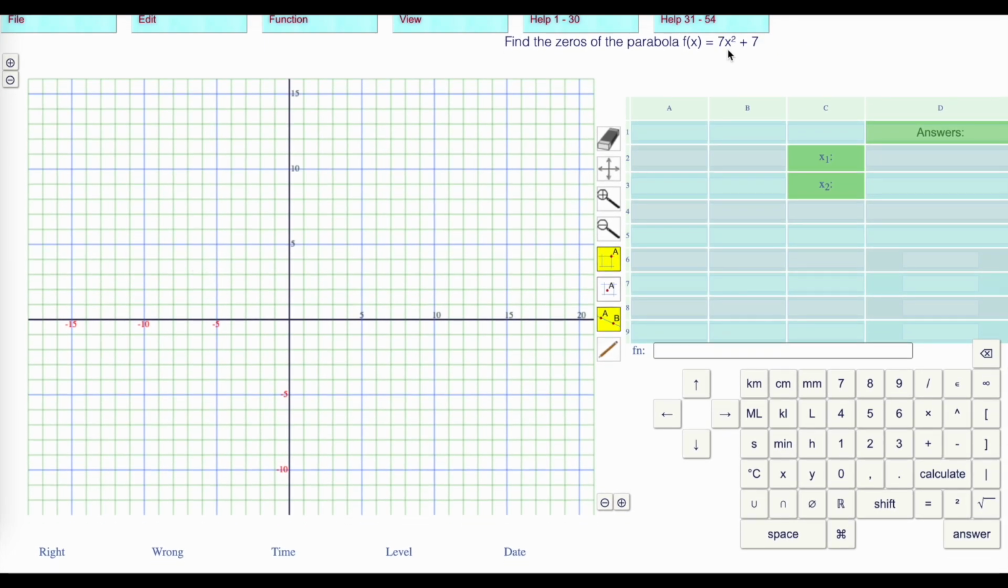And it has a vertex of 0, positive 7. It is opening up. We're not going to have a zero. The vertex is at negative 11, negative 6 here, and it's opening up. We're going to have 2 zeros. Let's see exactly what this looks like.